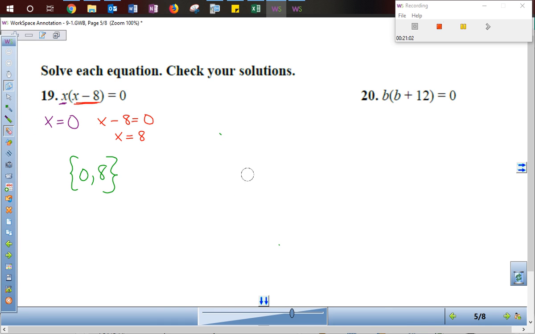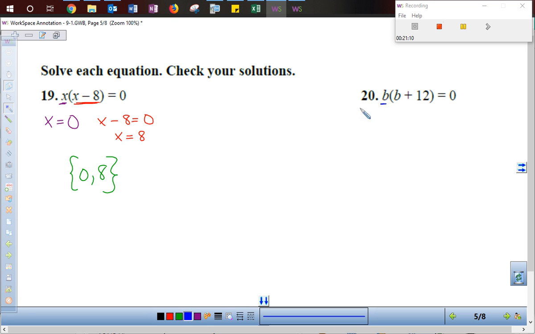Let's look at number 20. On number 20, I have b times the quantity of b plus 12 equals 0. So again, to solve, we can take this b and set it equal to 0, and we can take this b plus 12 and set it equal to 0. Now my first one, b equals 0, I don't have to solve anymore. That's already done. But my second one, I can subtract 12 and get b equals negative 12. So my answers are 0 and negative 12.